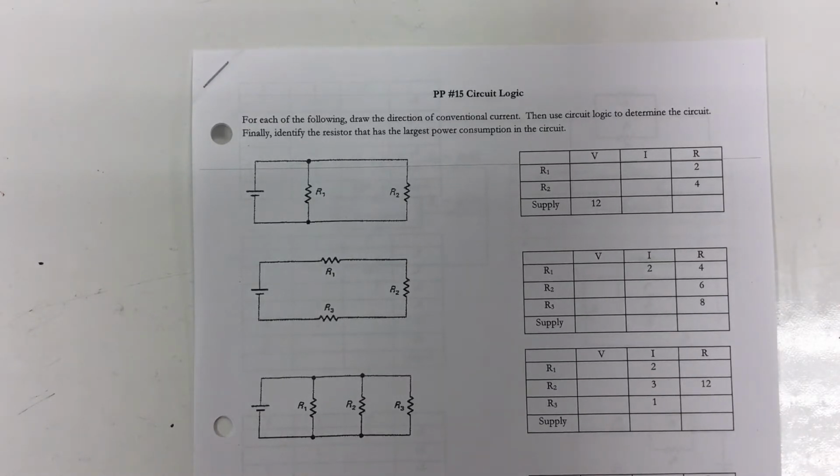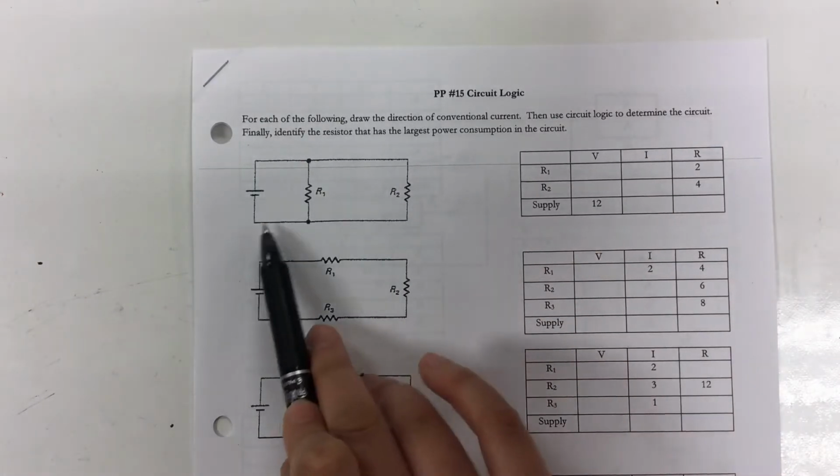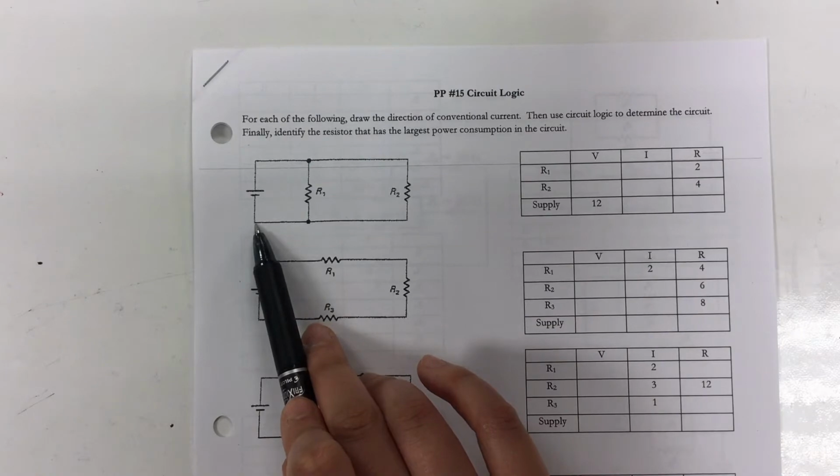As promised, let's take a look at Problempalooza number 15, circuit logic. In this problem, we're not going to show lots of work here, but I will walk you through the steps. R1, R2, and the battery are in parallel with each other.